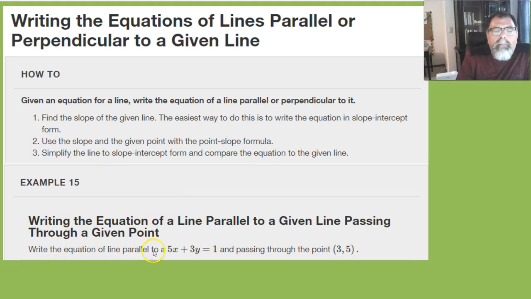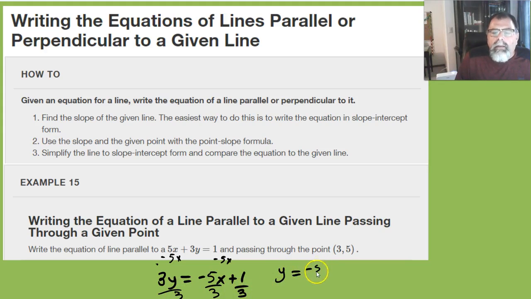Alright, so write the equation of the line parallel to this line, 5x plus 3y equals 1, and it passes through the point (3, 5). So our first step is find the slope of the given line. So we're going to put this in slope-intercept form. Subtract 5x from both sides. These are not like terms, so you just write them down. 3y equals -5x plus 1, and then divide by the 3. So then we get y equals -5/3 x plus 1/3.